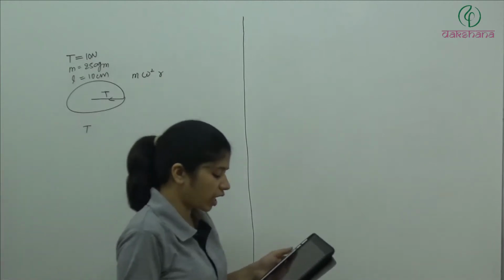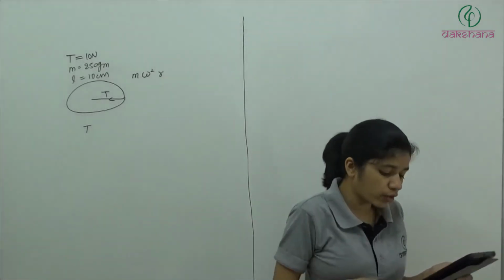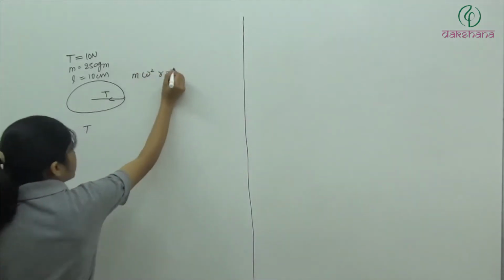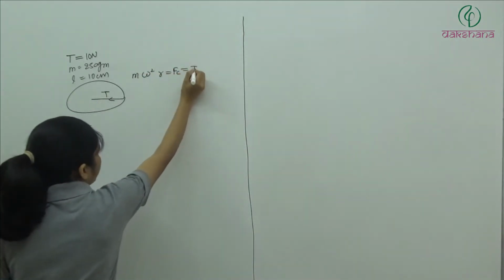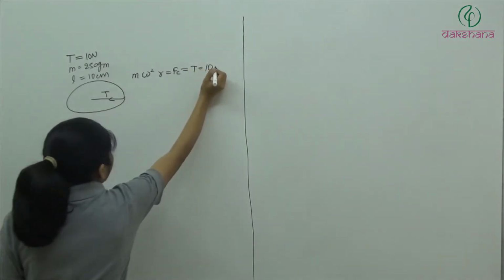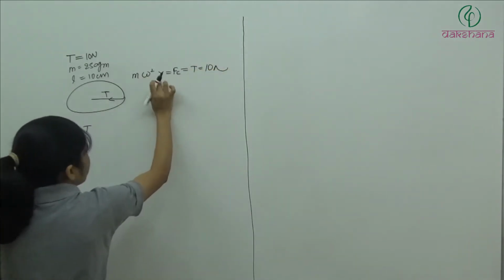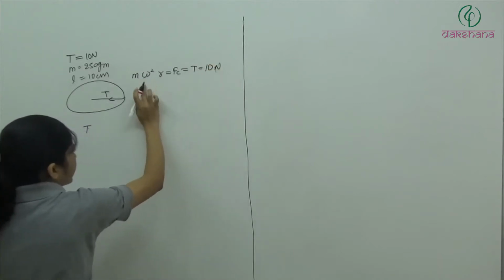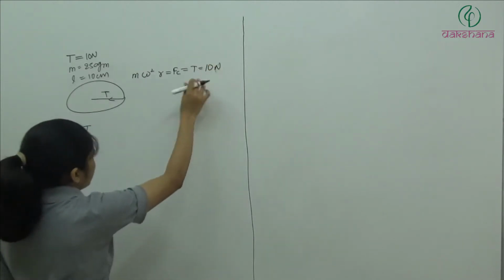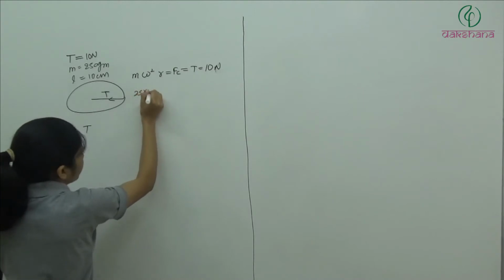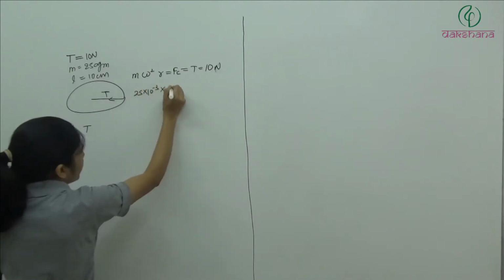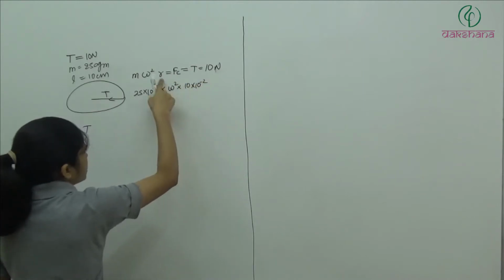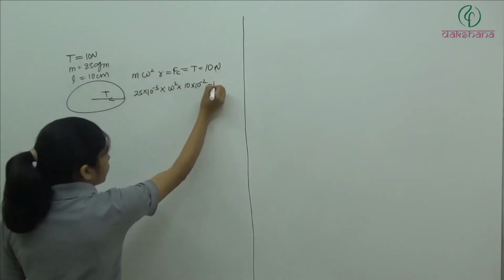So here they have asked us the maximum angular velocity of rotation. So we will take m omega square r is equal to necessary centripetal force, which is provided by tension, which is maximum, how much? 10 Newton. This is fixed, this is fixed. So if we keep the force maximum, we can have the maximum angular velocity, and maximum force is 10 Newton. So 250 into 10 to the power minus 3 into omega square we have to find out, into 10 into 10 to the power minus 2. This is in centimeter, this is in gram, is equal to 10 Newton.